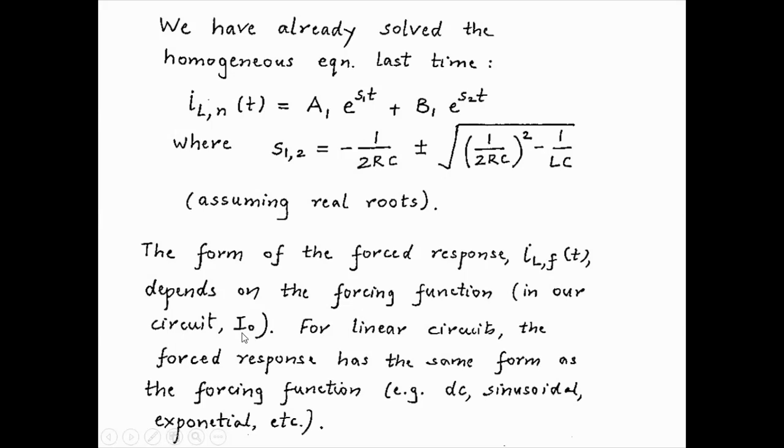So for example, if I0 is DC, ILF will be DC. If I0 is sinusoidal, ILF will be sinusoidal. If I0 is exponential, ILF will be exponential. This is a property of linear circuits. If circuits are not linear, this will not be true. Our circuit is linear because our differential equation is linear, as we have seen before.